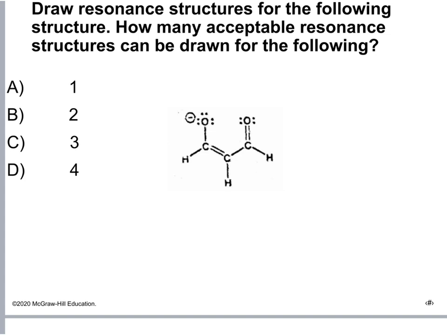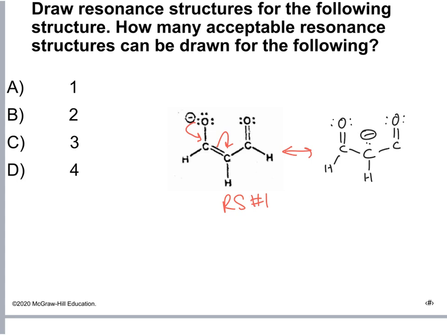Resonance structures. Okay, so how many acceptable resonance structures can be drawn from the following? And so here's one. So this is resonance structure number 1. And then we're going to push those electrons here. And then we push those electrons there. And we're going to draw that structure. And then when they go there, there's where the negative charge goes. And you can check your formal charge on that. And then, so that's resonance structure number 2.